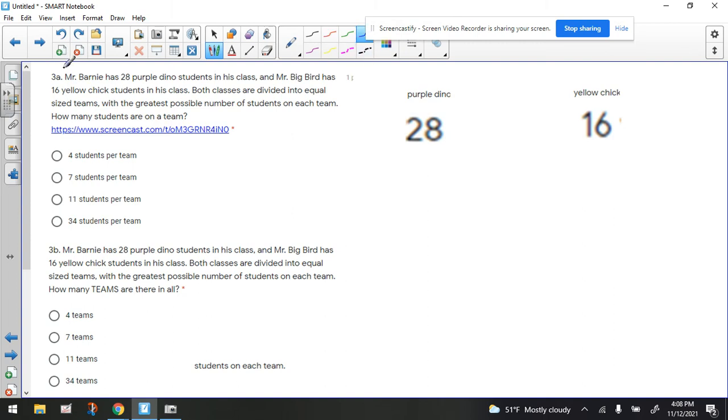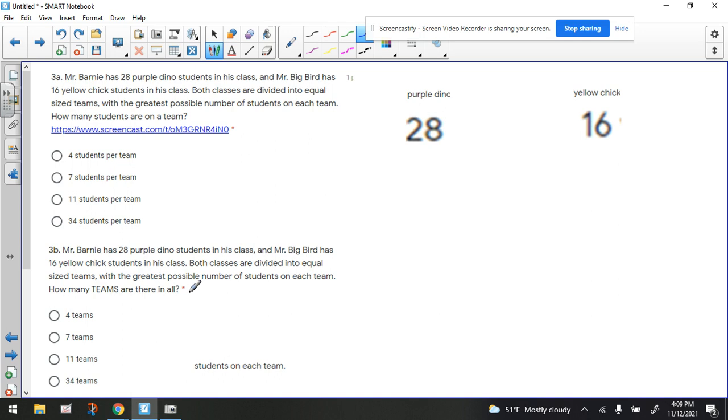We're looking at 3A. Mr. Barney has 28 Purple Dino students in his class, and Mr. Big Bird has 18 Yellow Chick students in his class. Both classes are divided into equal sized teams with the greatest possible number of students on each team. How many students are on a team? And then part B is asking how many teams there are in all.